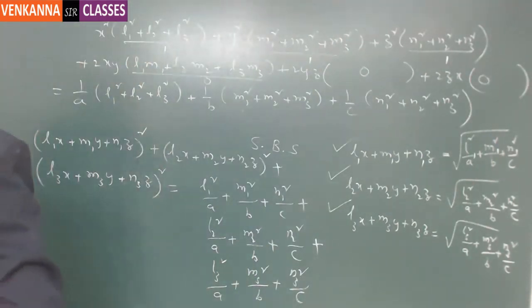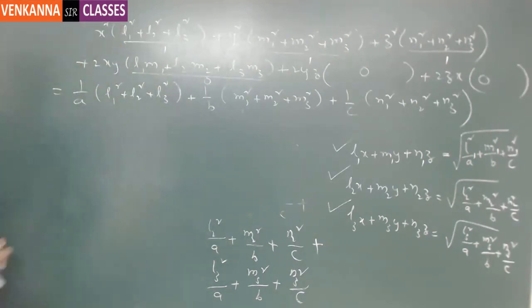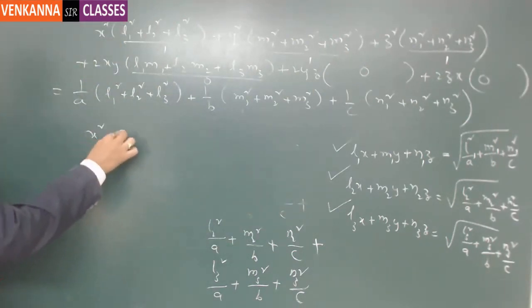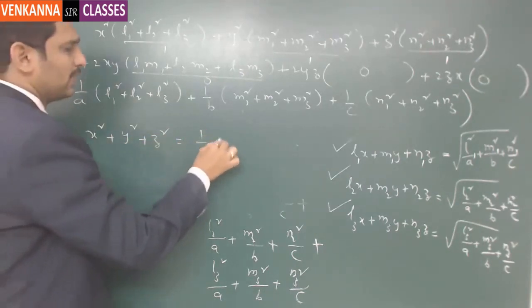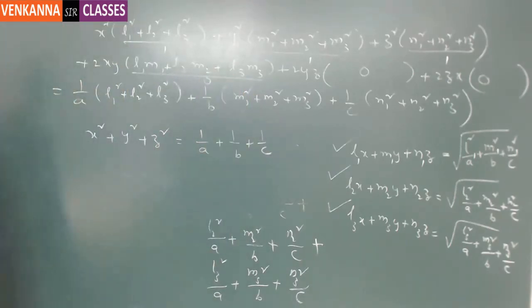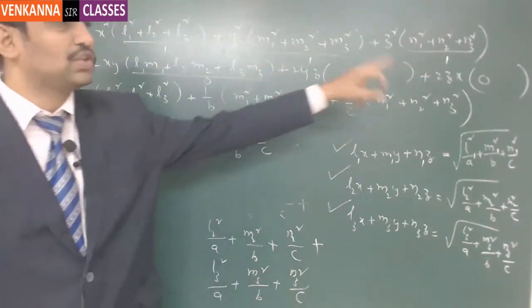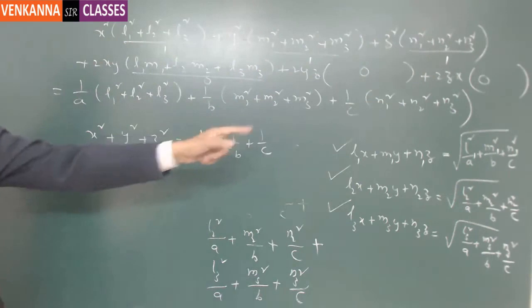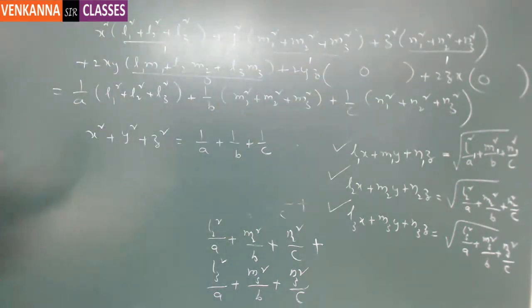So as a result, it will come as x square plus y square plus z square is equal to 1 by a plus 1 by b plus 1 by c. This is the result. So here the coefficients will become 1, 1, 1. Here 0, 0, 0 you will get. Again on the right hand side you have 1, 1, 1. Please check on this. Any queries you ask.